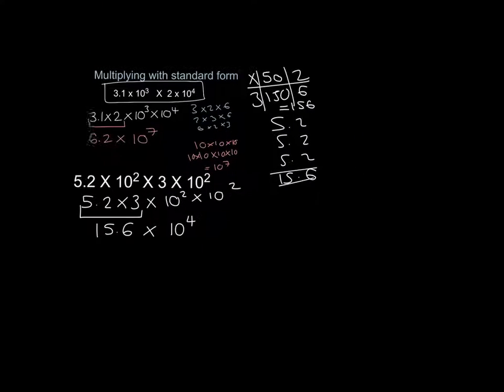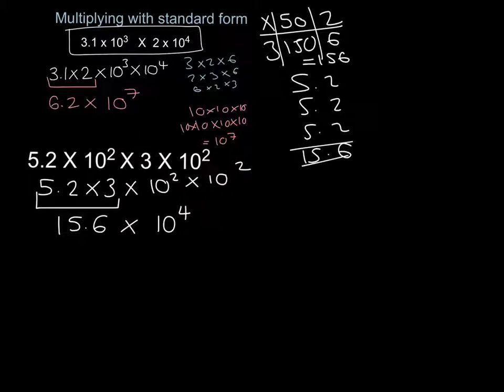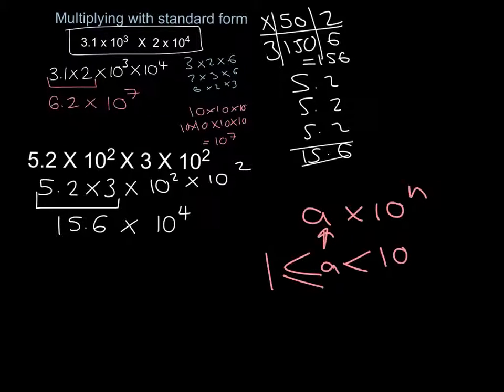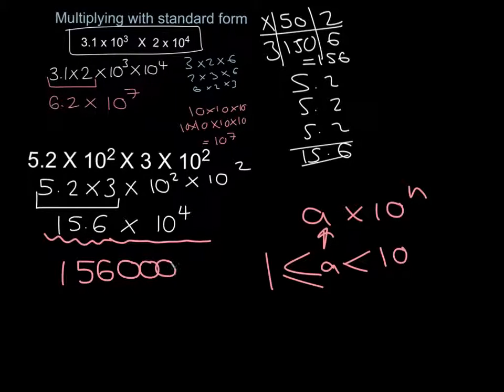Now, the classic mistake with this question is to leave that as your final answer, 15.6 times 10 to the power of 4. But if you remember, the definition is a times 10 to the power of n, where a is a number that is less than 10 and greater than or equal to 1. So as we can see here, this is not standard form. To avoid a mistake, you might want to write out what that answer is first, and then change it back into standard form. So if we were to work out the actual whole sum, that is going to give us the following.